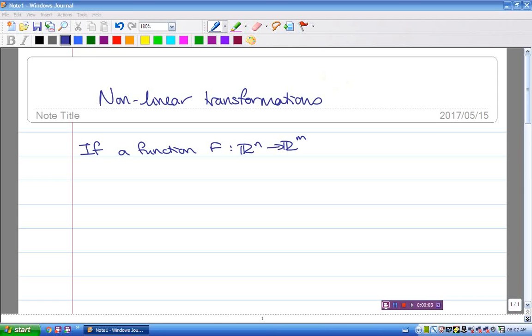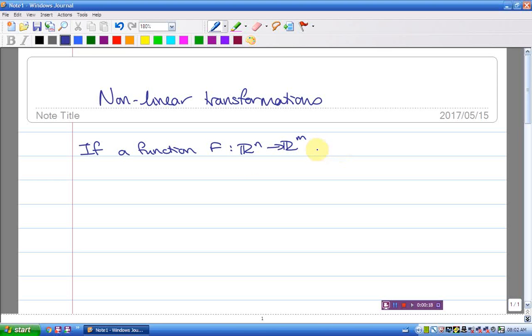Right, we're recording. So, nonlinear transformation. We're going to start off talking about derivative matrices, particularly their use in something called the affine approximation. If a function going from Rn to Rm is not linear, then it cannot, in its entirety, be represented by a matrix.